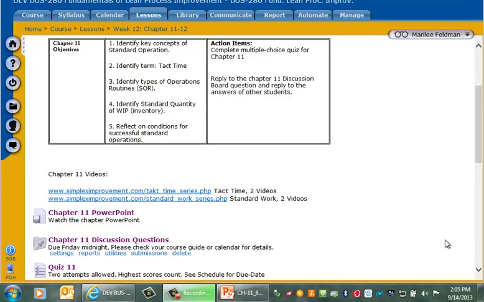Welcome to Chapter 11 of Fundamentals of Lean Process Improvement. In Chapter 11, you will study standard operations. Now in Chapter 10, you took a brief look at takt time. In Chapter 11, there will be an expansion on that topic. You will also look at standard operations routines, inventory minimums that are necessary, standard operations sheets, etc.